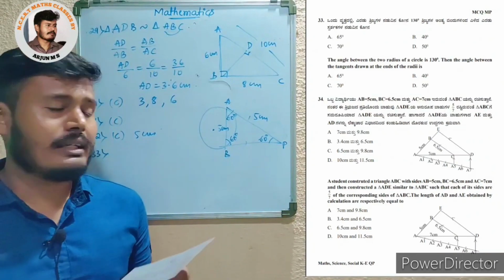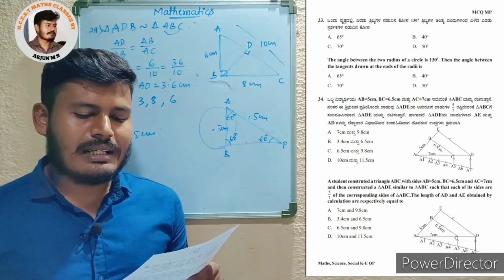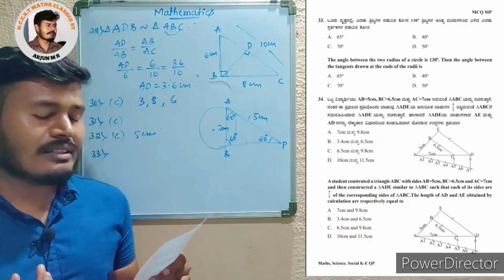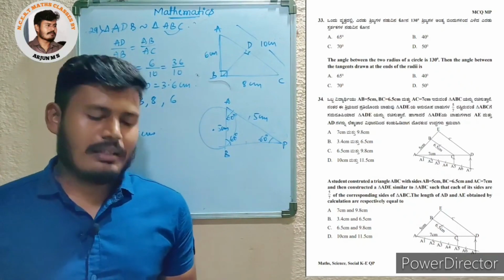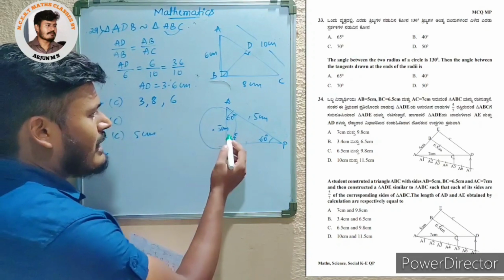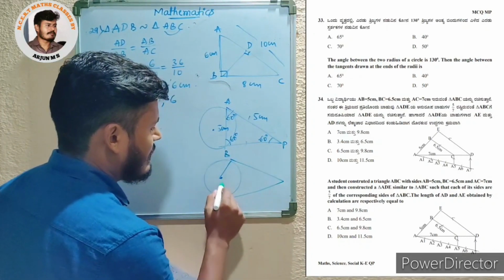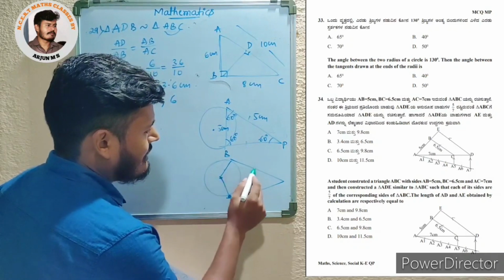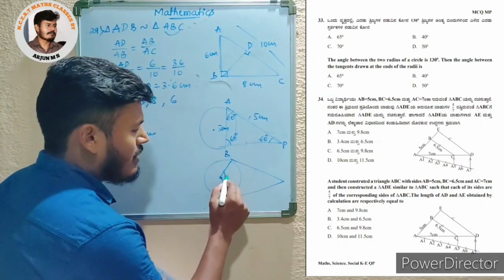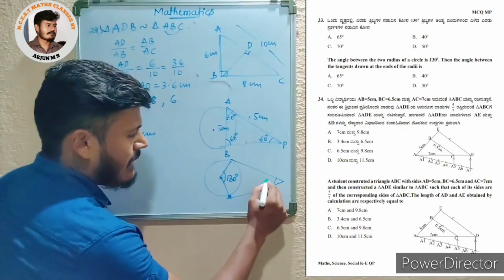Then we move on to the 33rd question. The angle between the two radii of the circle is 130 degree. Then the angle between the tangents drawn at the ends of the radii is. I think this question comes from construction, right? So we know that a tangent drawn from an external point to a circle, we know that this polygon is called a quadrilateral. They are given 130 degree here. Yes, 130 degree. Then what about this angle?